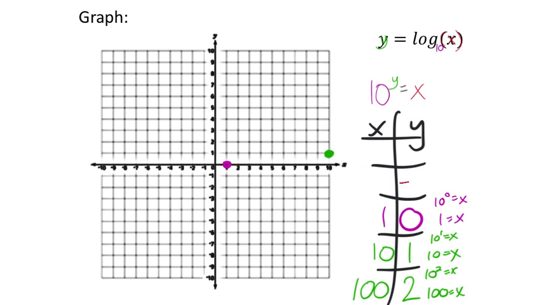So if I make y -1, then I would have 10 to the power of -1 equals x, which would just make 1/10 equals x. As a decimal, that's 0.1. So let's see if we can get this on the graph. I got y is -1, x is 0.1.